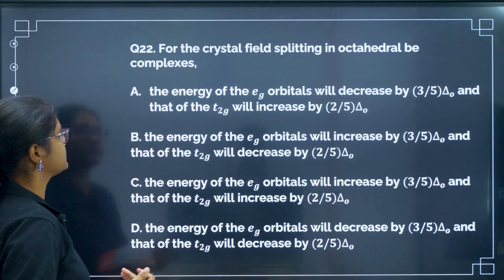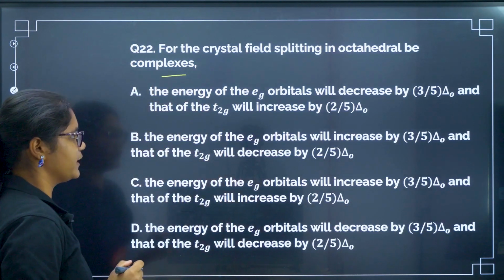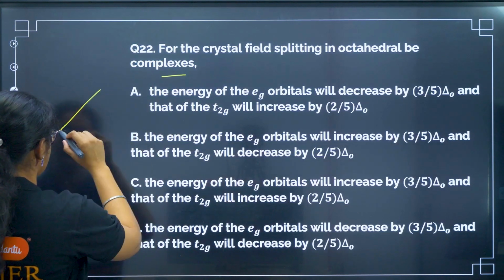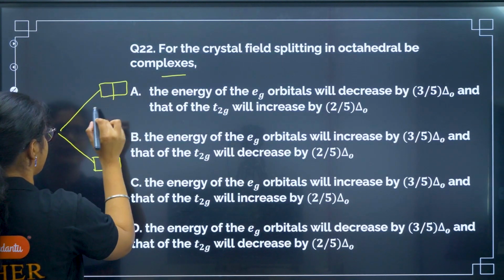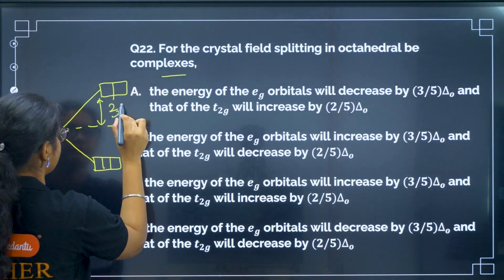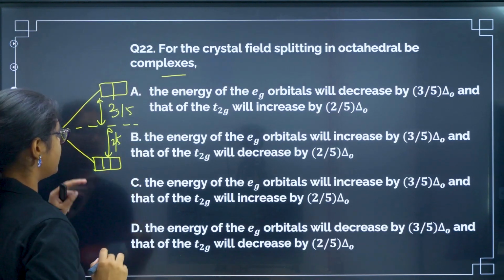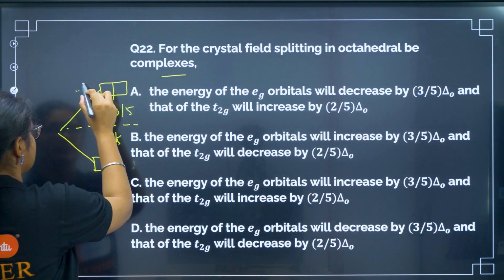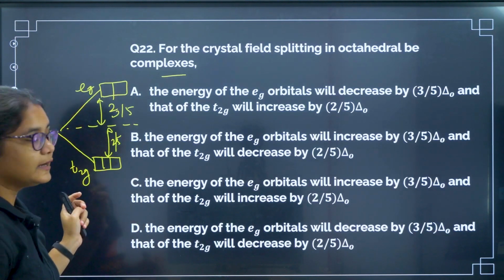Okay, now a theory based question. Crystal field splitting in octahedral complexes. Okay, so we know what happens here in octahedral complexes. We will draw the diagram, right? This one is 3 by 5 and this one is 2 by 5. So energy increases by 3 by 5 for EG and energy decreases by 2 by 5 for T2G.